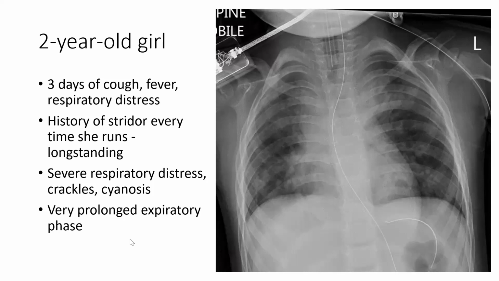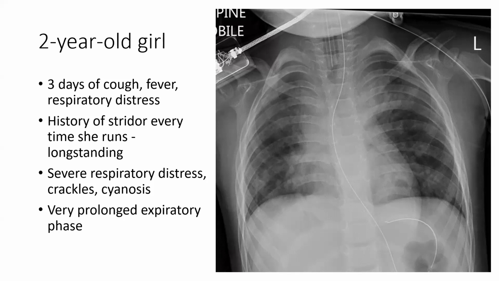I'm just going to go on to the next case now, which was a complicated case, and I just want to explain it in a little detail. This was a 2-year-old girl who presented with 3 days of cough, fever, and respiratory distress. And she had a history. Remember, the history is very important. She had a history of stridor.